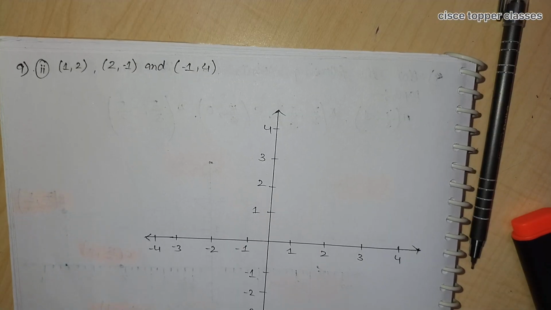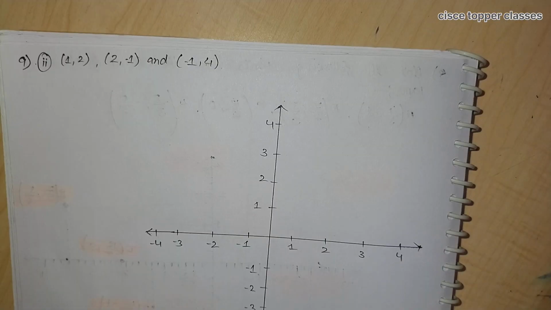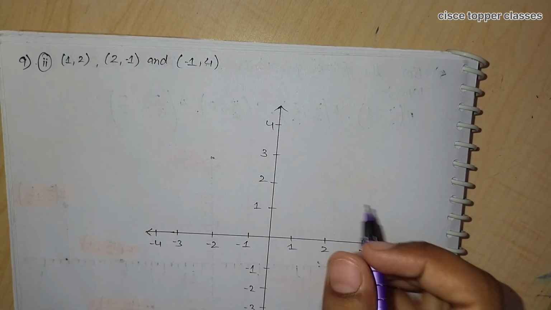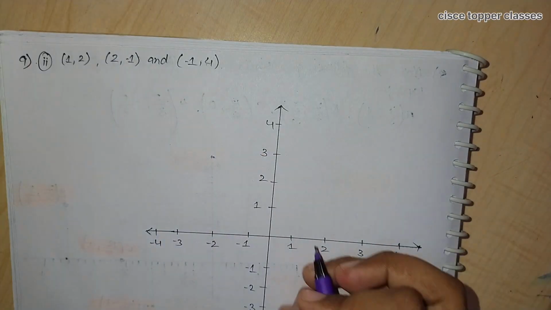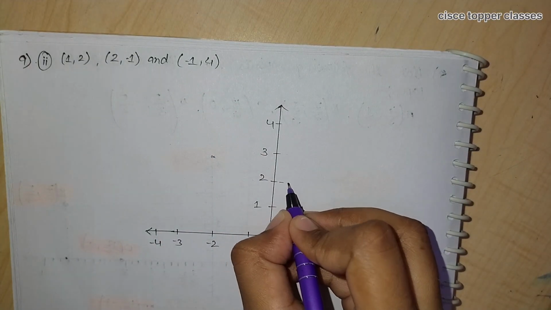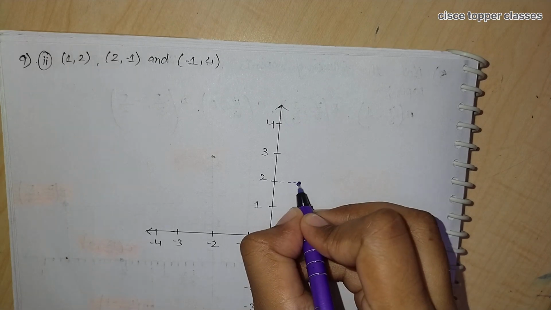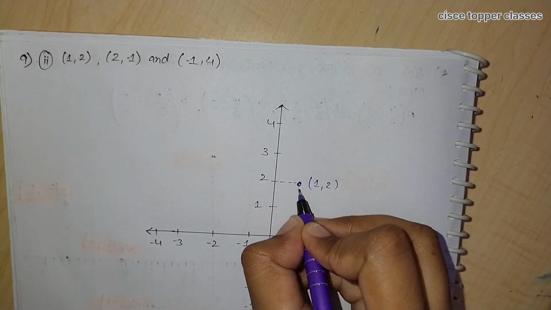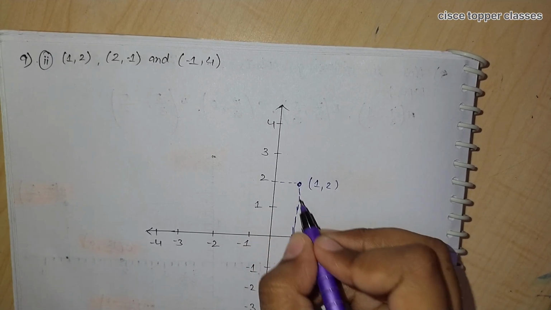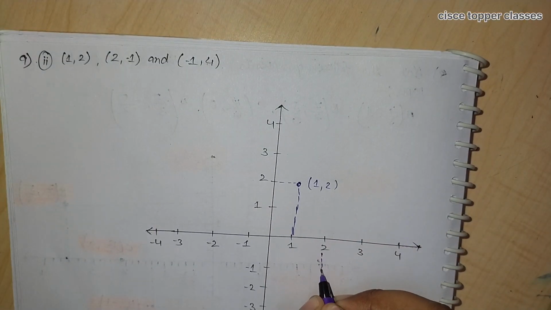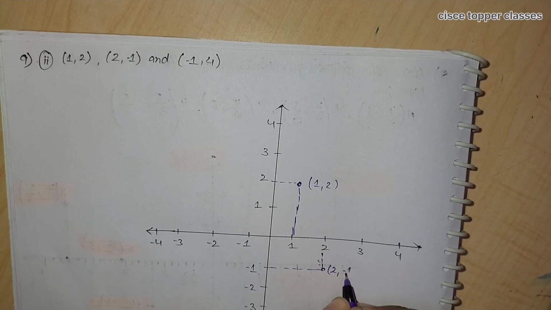Now let us solve your question number 9 second part. We have to prove whether these points are collinear or not. So if we draw the first point, this is (1, 2). So (1, 2) will be somewhere here. So this is the point here, (1, 2). And if we draw (2, -1), this will be somewhere here. So this is the point here, (2, -1).